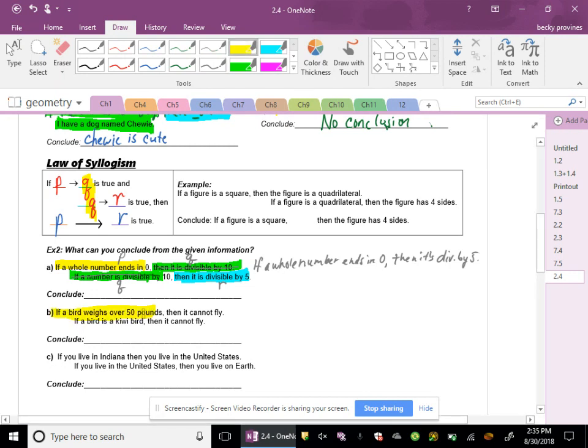If a bird weighs over 50 pounds, and that is your P, and then the next part is my Q, and let's make it green, then it cannot fly. So the beginning of my next sentence should, if it follows the pattern, talk about the Q. Are the two green parts, the two Qs, about the same information? And obviously you can see they're not at all. So can you make a conclusion? Well, you can say that there is no conclusion because it doesn't work.